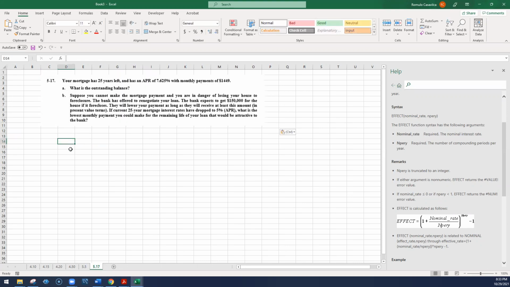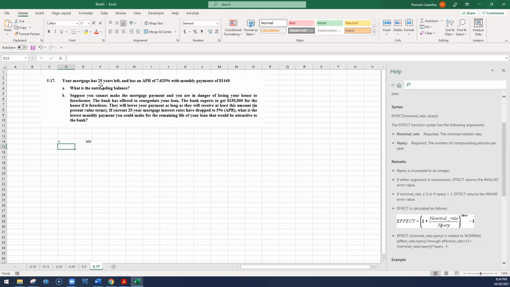Okay, let's do this one. This is a mortgage. So we have the time, which is 25 years. I got 25 years left. I will express this as months, so if I multiply by 12, I get 300.